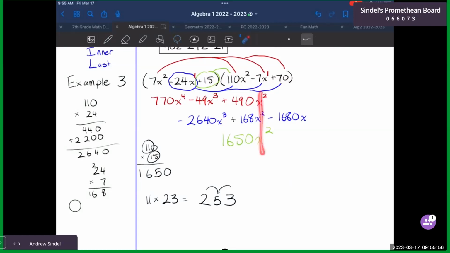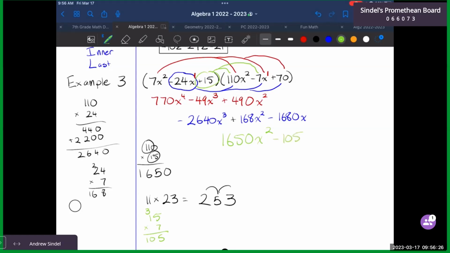All right, next, I'm going to distribute 15 times a negative 7x. I don't think there's a fancy way to do that that I know of. 35. You put the 5 down, carry the 3. 7, 8, 9, 10. So 105. All right, is it a positive or a negative? Negative. Negative 105, x to the power of 1.